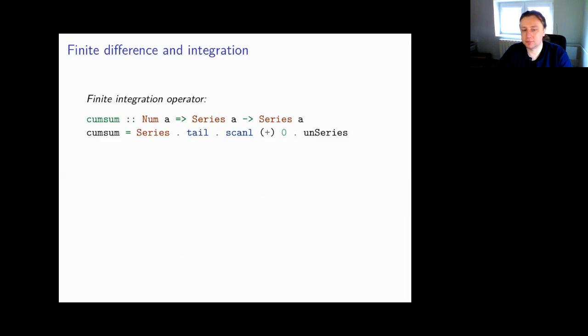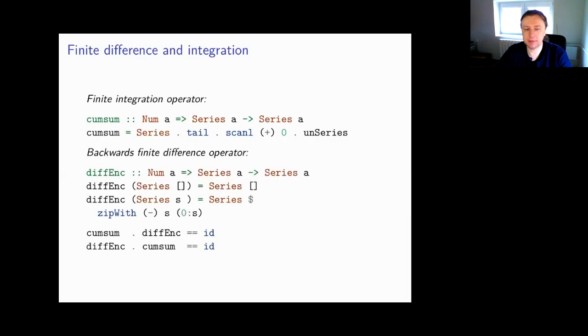And to work with cumulative distribution functions, we need to convert them from PDFs to CDFs and back again. So we have a finite integration operator here. For the discrete case, it's really simple. It's just scanl that adds from 0 and drops the first number because the first number will always be 0. Right, and then we have a backward difference operator that is the inverse.